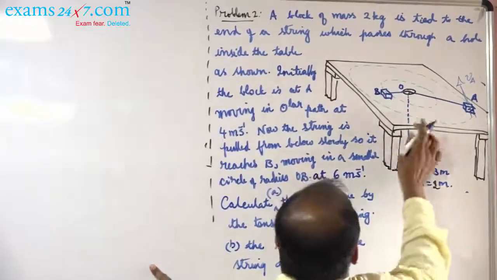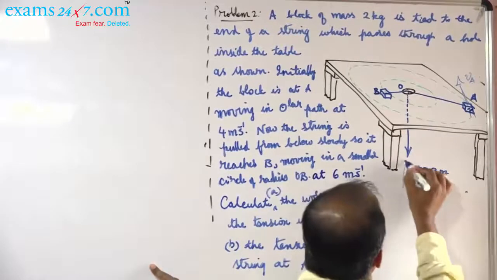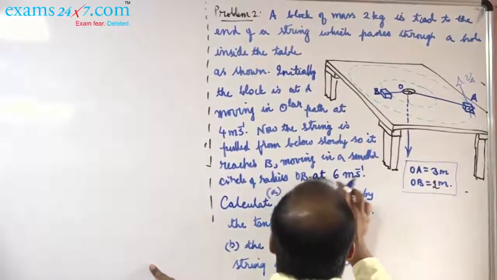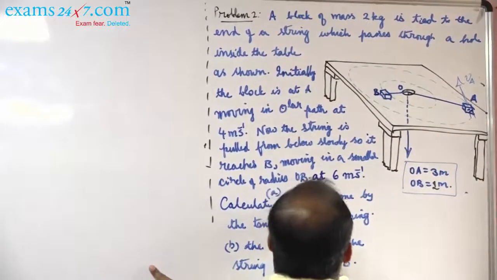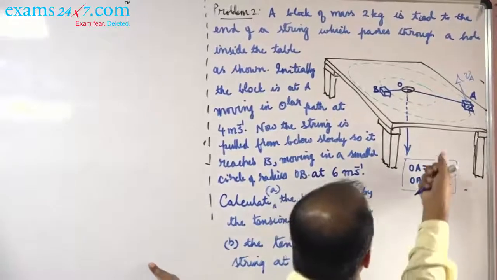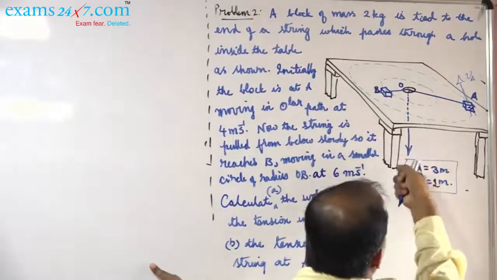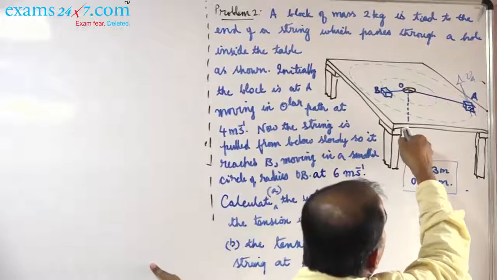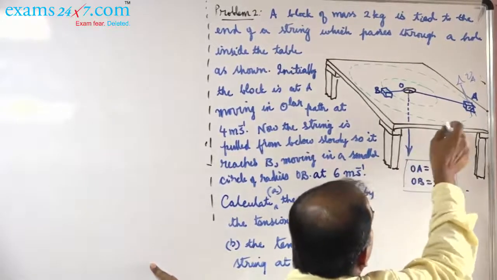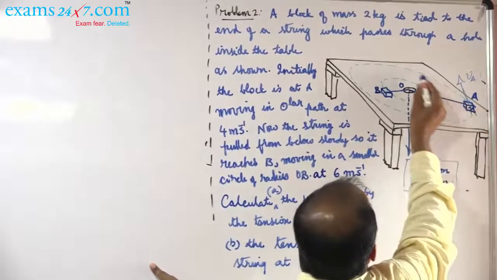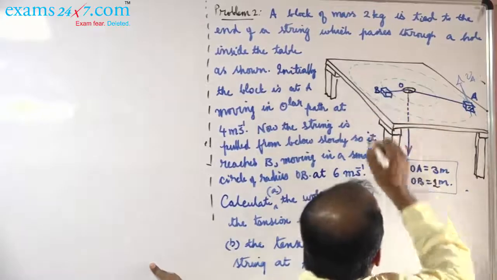of radius OB, which we can say OA and OB both have been mentioned, at 6 meter per second. Calculate A, the work done by the tension in the string. As anybody pulls it, he feels that there is a tension. That tension is actually making it move. Actually, it is moving in a spiral path that has not been shown.